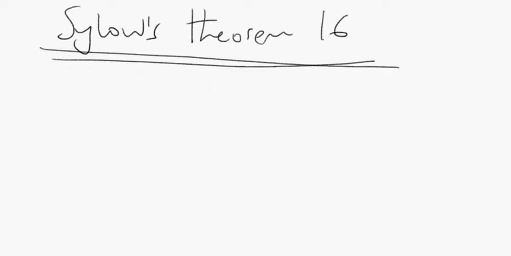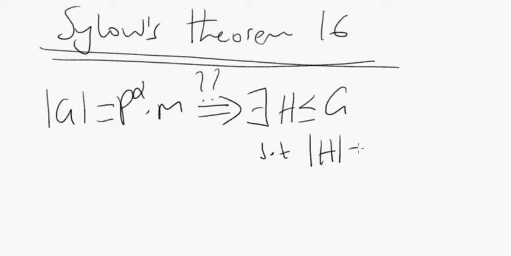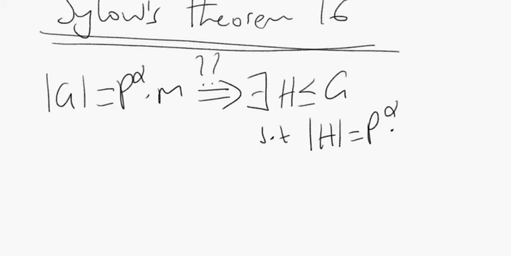Now, Sylow's theorem just says that suppose there's some group G whose order is p to the alpha times m, where p and m are relatively prime. Does this guarantee us that there exists some subgroup H of G such that the order of H equals p to the alpha? Right. So we're not sure about this.